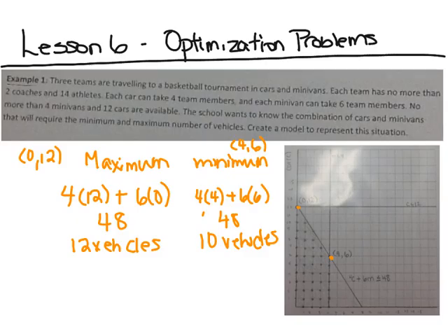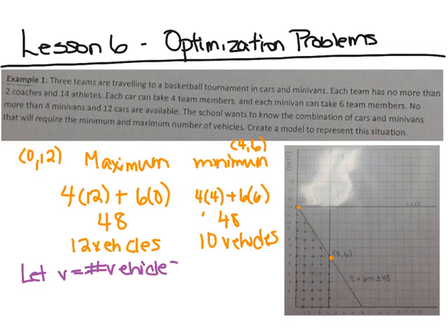Now we're going to write an objective function. An objective function is an equation that shows what you want to optimize. So we want to optimize the vehicles. We're going to let V equal number of vehicles.